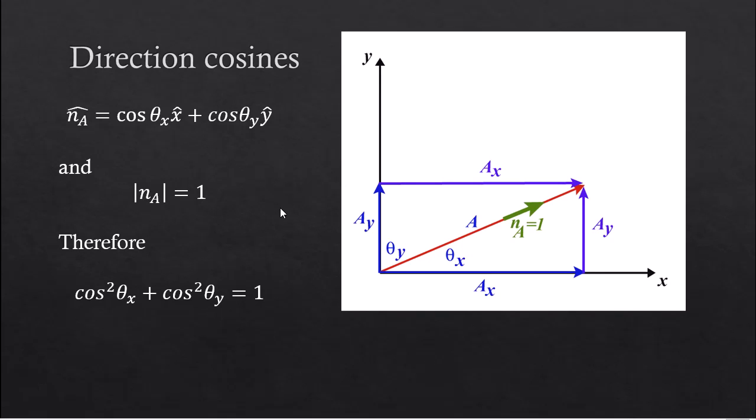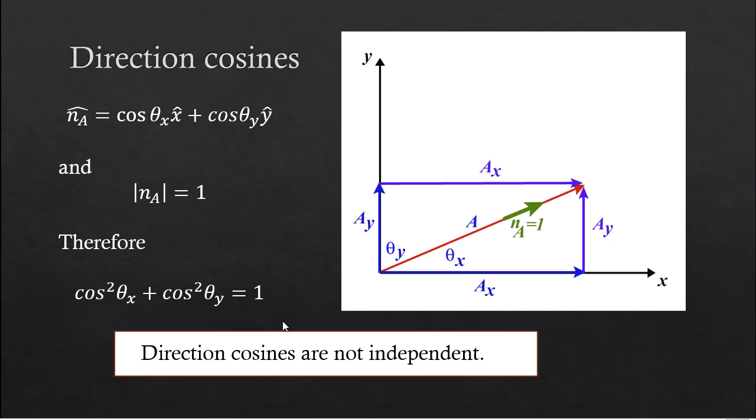The direction cosines are not independent. As we know, the unit vector of A is cosine theta x times the x unit vector plus cosine theta y times the y unit vector, and the magnitude of the unit vector is 1. Therefore, cosine square theta x plus cosine square theta y equals 1. This is a very important equation that you must remember: the angles theta x and theta y are not independent.